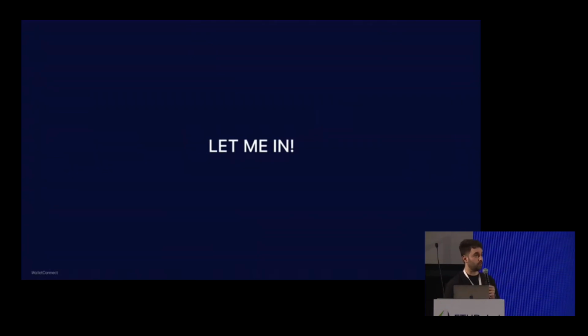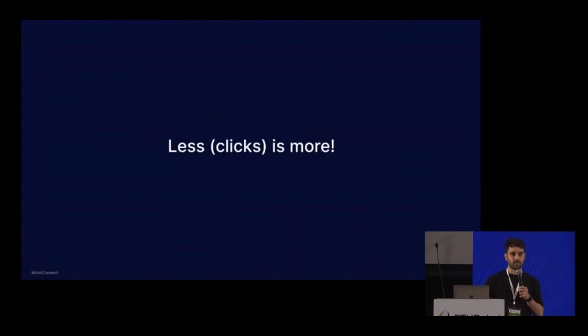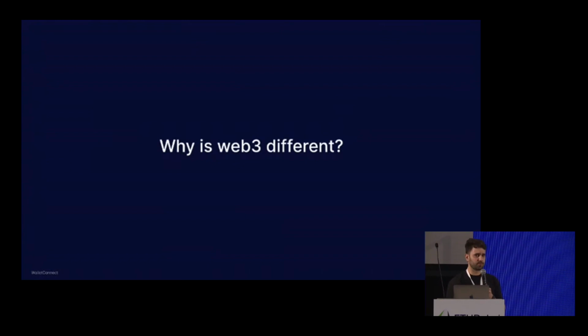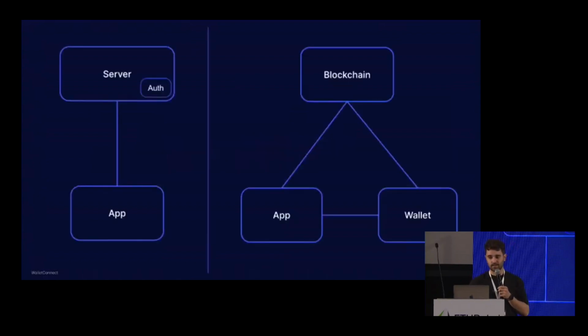And if the user wants to get in quick, less clicks is more. That's something that we always have to have in mind, not just for this talk, but also whenever you design a good user experience: less clicks is more. So why is Web3 different? Why do we actually have to reinvent the wheel, change things around, and make things more complicated? Why can't we have less clicks?